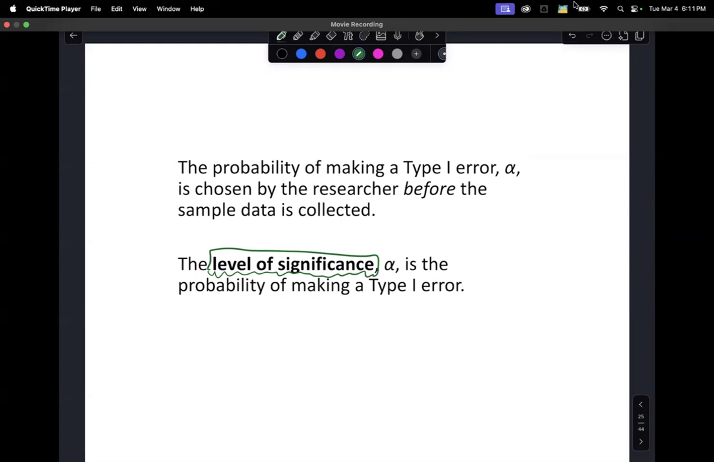Can you define what alpha has meant in the last couple lessons? We used alpha for the tails outside of our confidence interval.